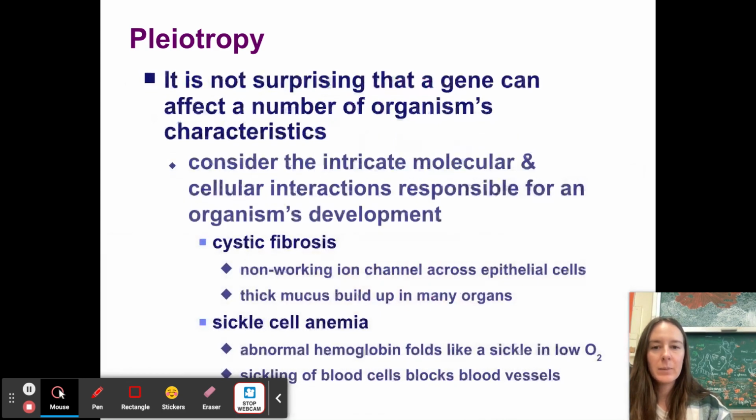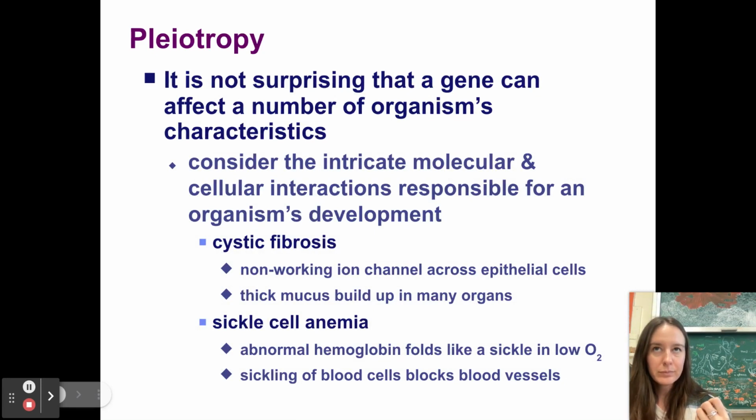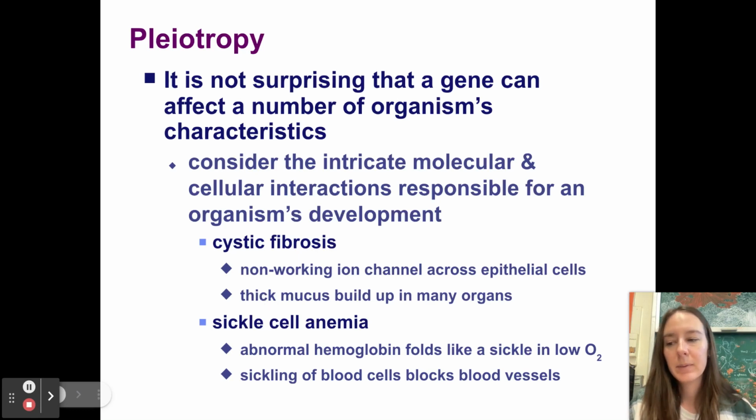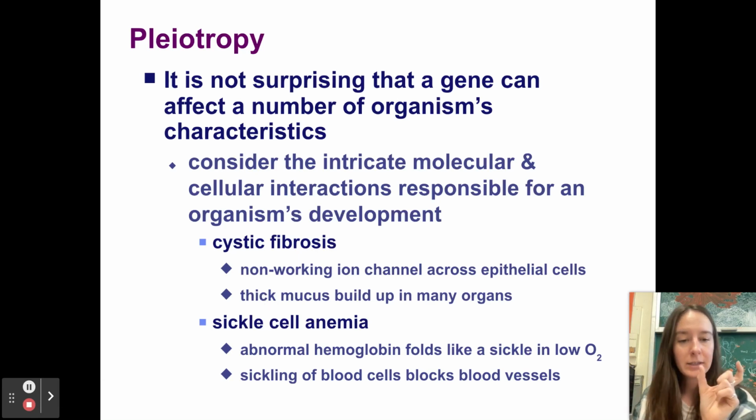Another example of this would be cystic fibrosis. There's just one gene, and if you get the allele for cystic fibrosis, you're going to have non-working ion channels in your epithelial cells. These are cells that line many of your organs. This will cause thick mucus to build up on your organs, and this will affect your entire body, not just one part of your body. That single gene will have wide-ranging effects.